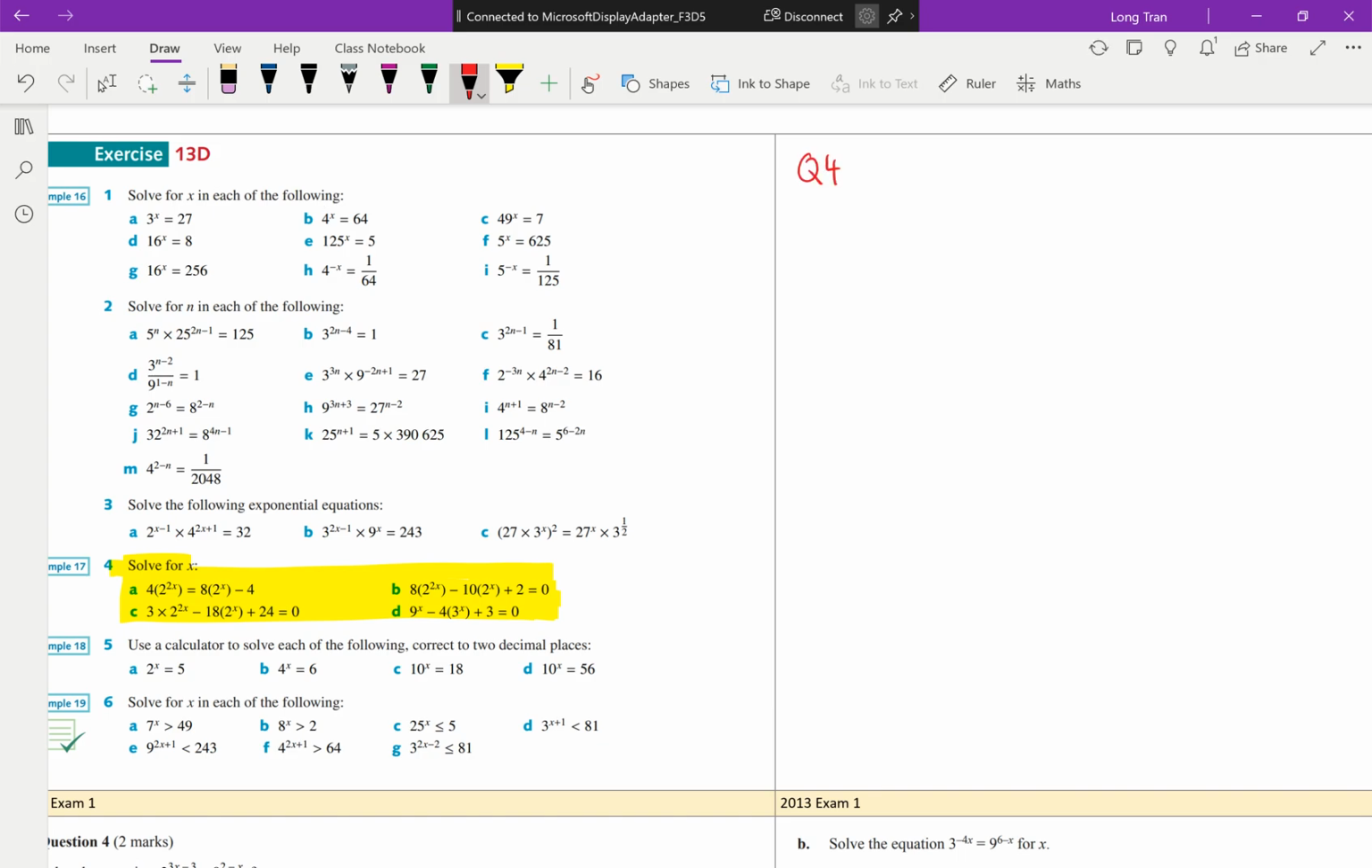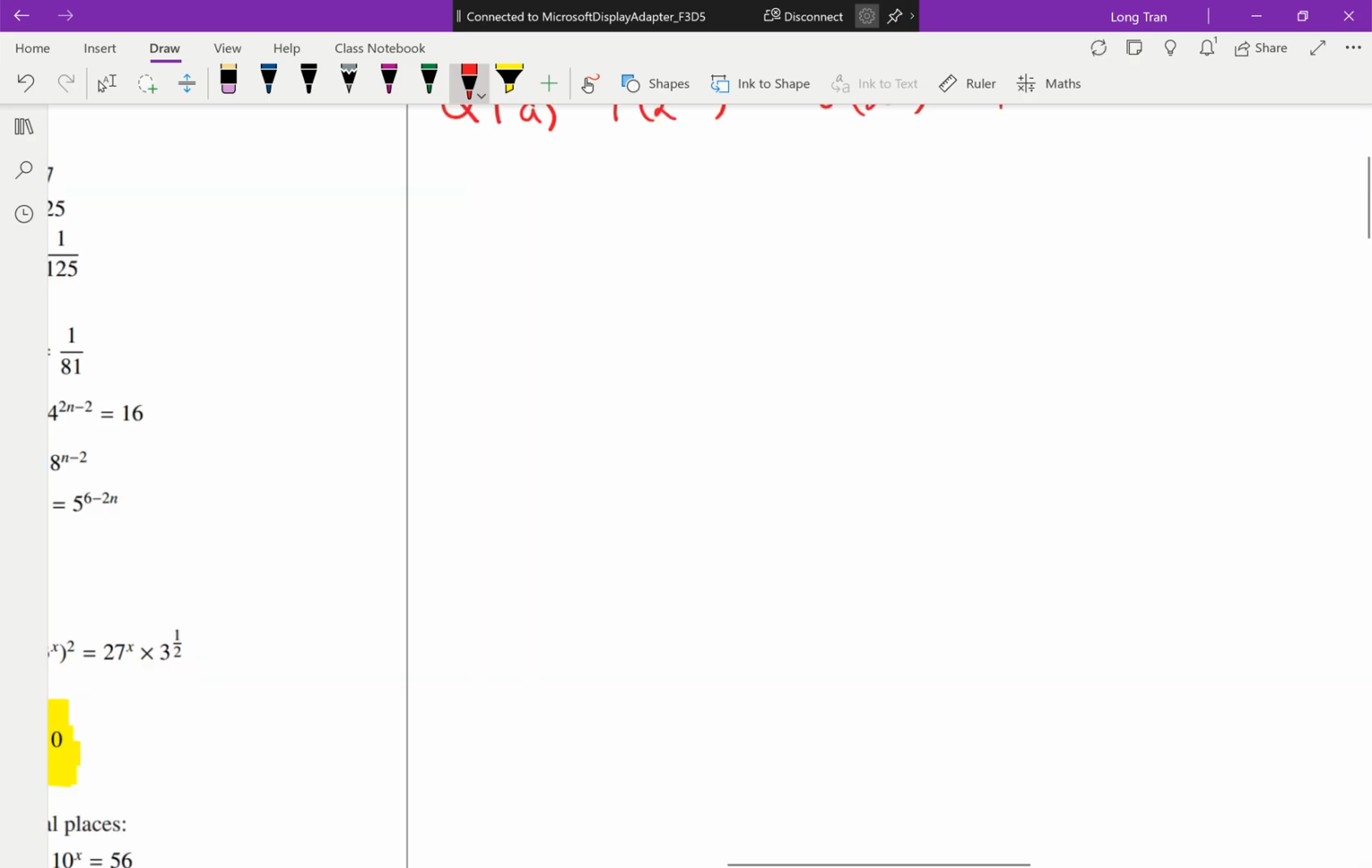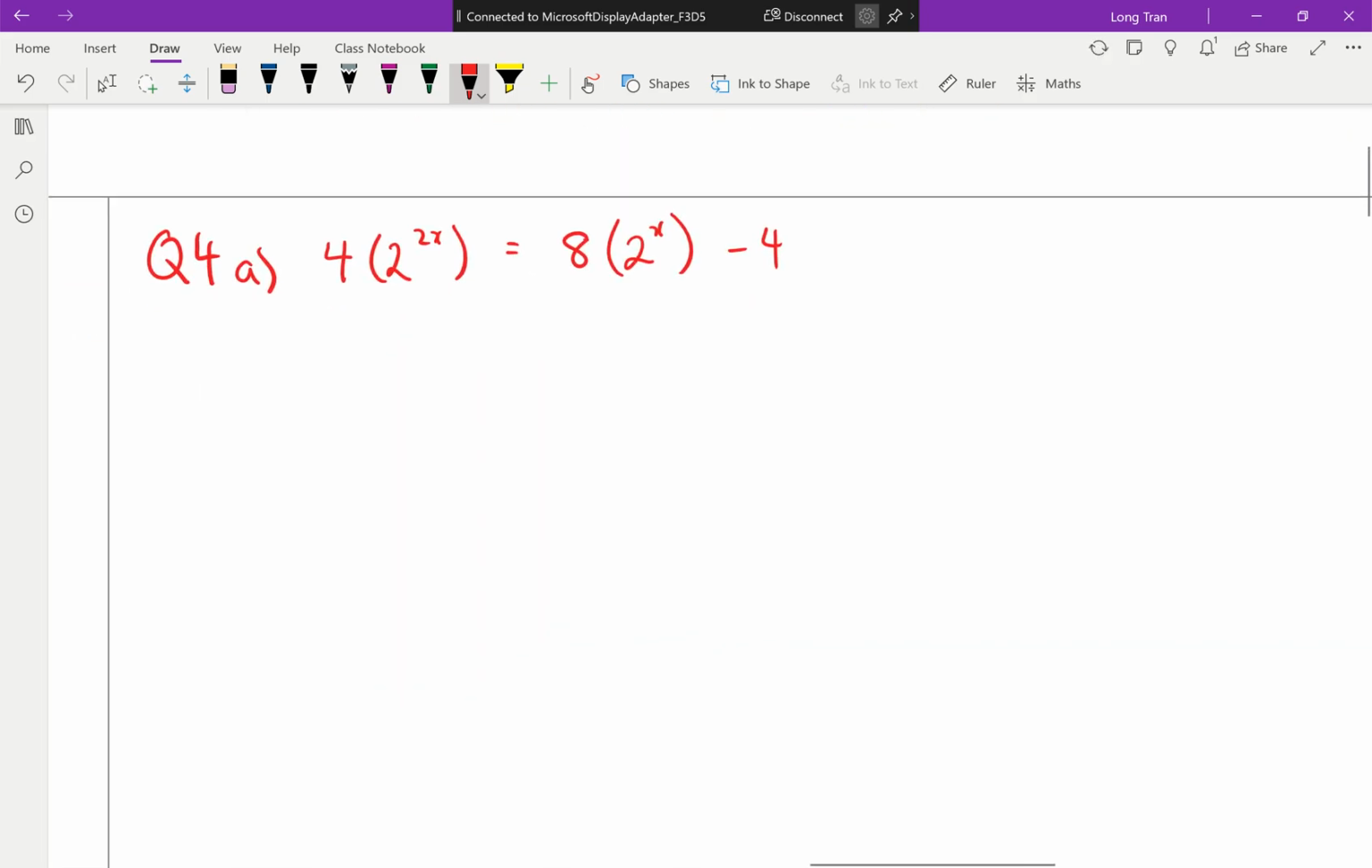So we go, question 4. We're starting off with A. We've got the problem as 4 times 2 to the power of 2x, close brackets, is equal to 8 times 2 to the power of x minus 4. Okay? The trick in this problem is to see that you've got base 2. That's the main thing that makes it look tricky. And the trick is here.